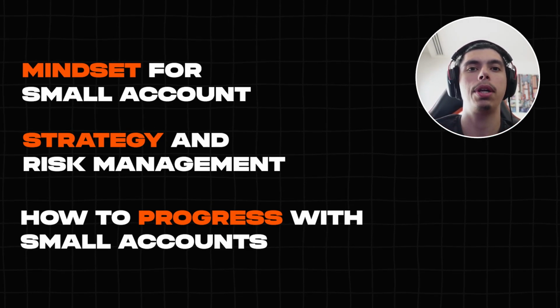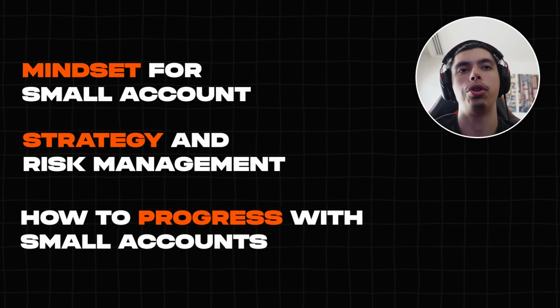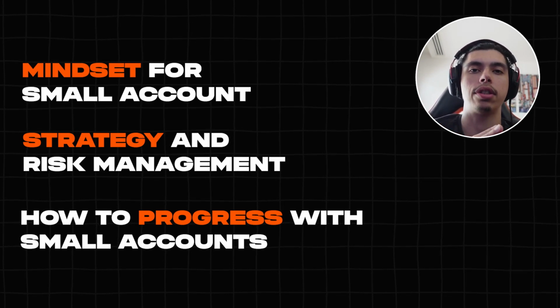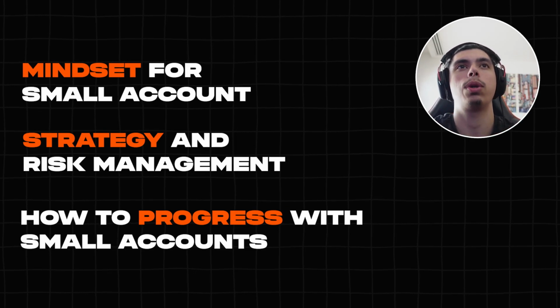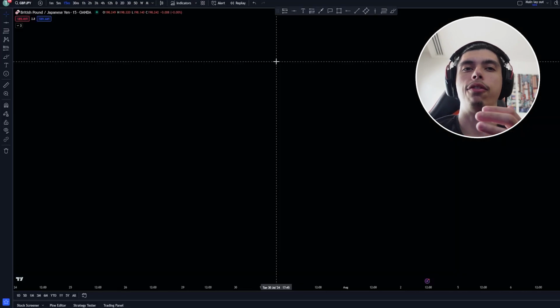And then the last thing is going to be, okay, what's next? Progression out of a small account. How are you going to progress? What are you going to do with the money? All of that different stuff, okay? So that's the three sections we're going to split this into, and then we're going to take it from there. So the first thing is going to be about small account mindset.